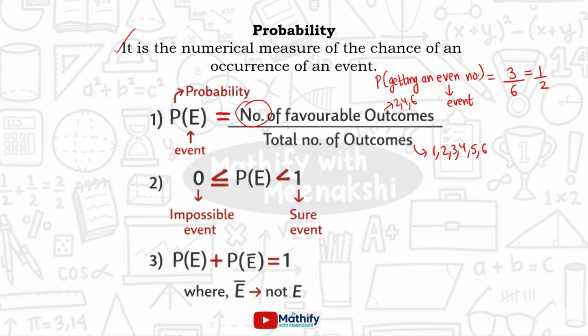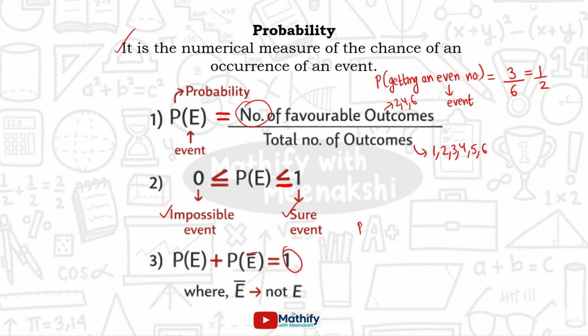You should know this fact that favorable outcomes can be less than or equal to the total number of outcomes. That's why here we have one result, that probability of an event always lies from 0 to 1. When it is equal to 0, we can say that the event is impossible because we are getting no favorable outcome for that. And when it is 1, that means favorable outcomes is equal to the total number of outcomes. So we can say it's a sure event. 100% it will happen. Now, we have one more result that you should know, that the probability of an event and its complementary, you can say opposite, this bar means its opposite, not E, is always 1.